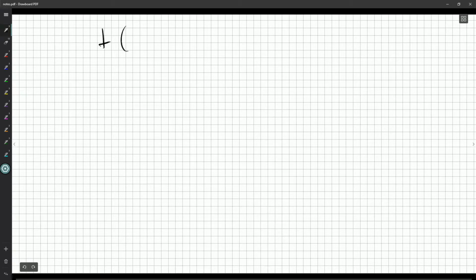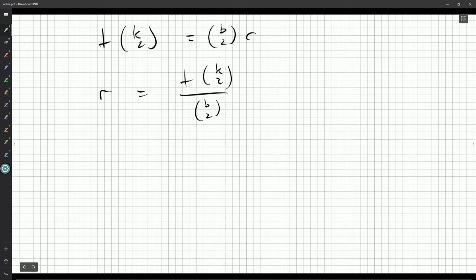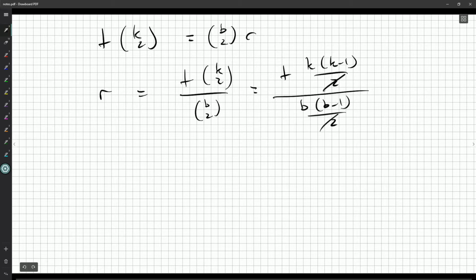So T times K choose 2 is equal to B choose 2 times R, and we just want to solve for R, so R is T times K choose 2 over B choose 2. I'd accept that as an answer, but I don't want to go digging through the solutions to see what they've got. So I'll just write out the expression here for choose notation. And all we can really do is cancel out the 2's. So R is TK(K minus 1) divided by B(B minus 1). We don't have enough information to cancel anything else.